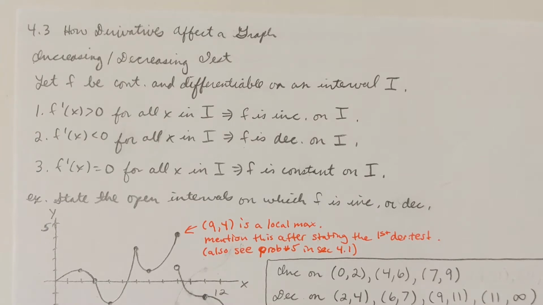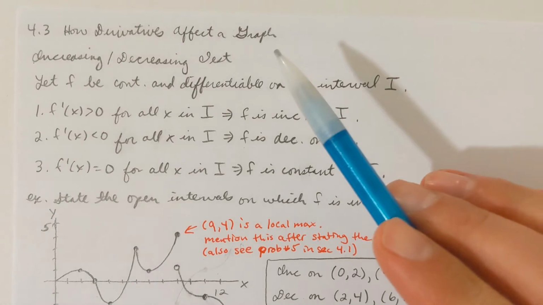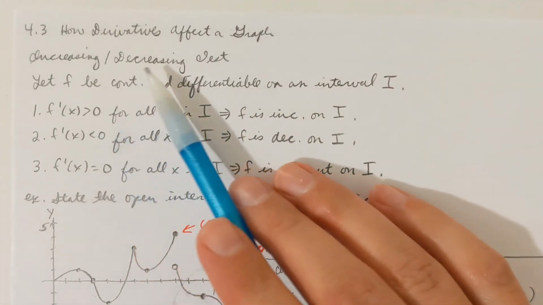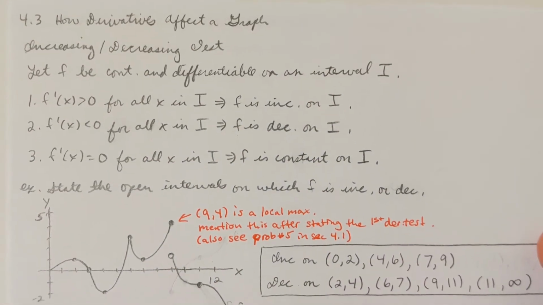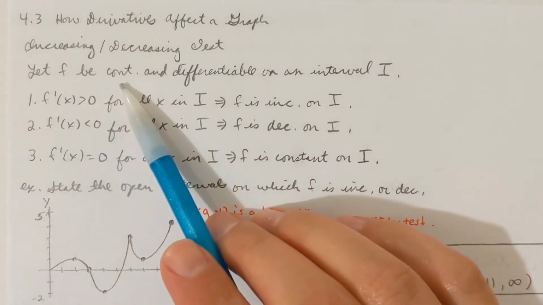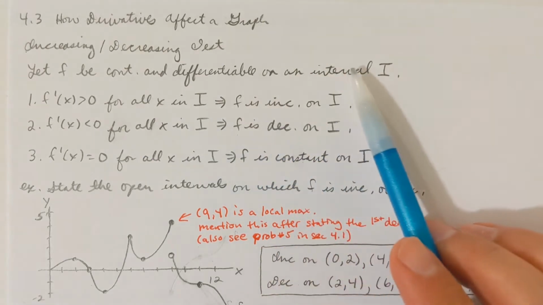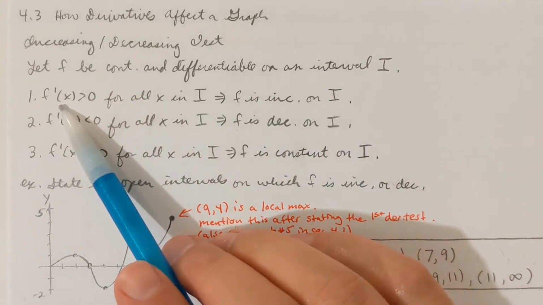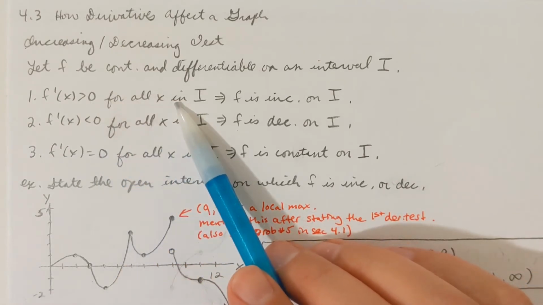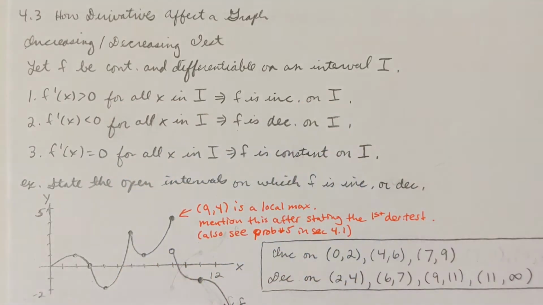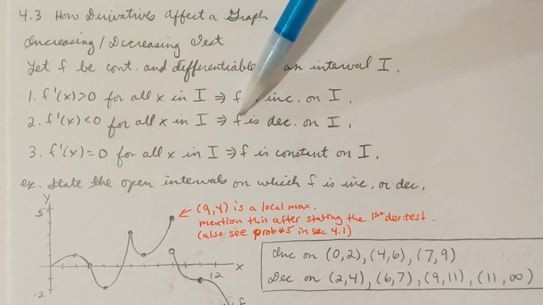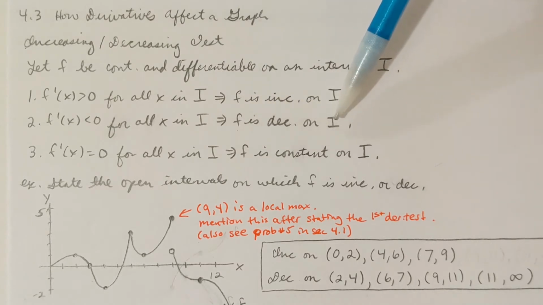We're going to look at how derivatives affect a graph. The first thing that we'll talk about is the increasing and decreasing test. Let f be continuous and differentiable on some interval I. If f prime of x is greater than 0 for all x in that interval, f is increasing on that part of the graph. If f prime of x is less than 0 for all x in the interval, f is decreasing on that part of the graph.